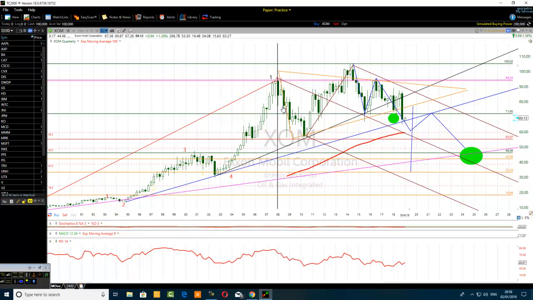So we have a triangle here. The triangle is telling us that anything is possible. The price can go up or down. So that's why we say a balanced market. Consolidation in a triangle is a balanced market, or if you know about market profile.